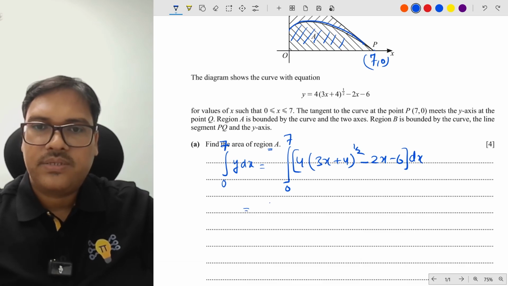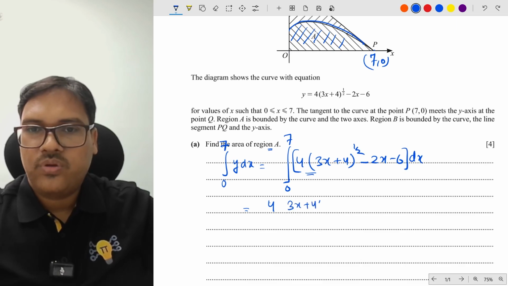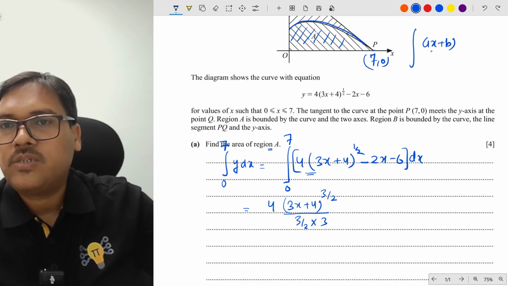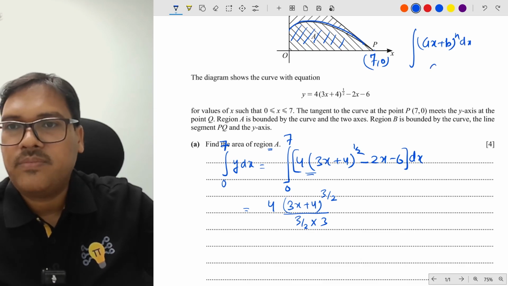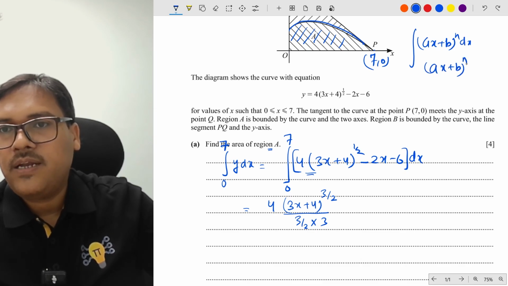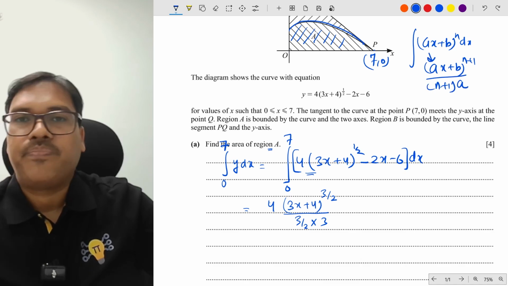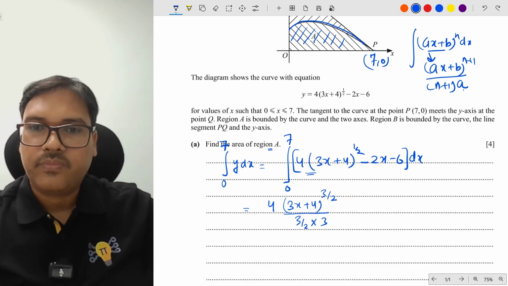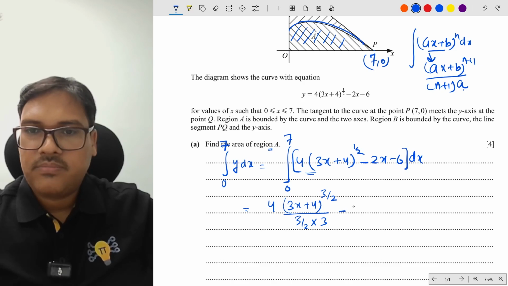So you can see the integration of this is 4 times (3x plus 4) raised to 1 by 2 plus 1, that is 3 by 2, upon 3 by 2 into 3. Now this is a very important point. You remember this: if you are integrating (ax plus b) raised to n, the integration remains the same, (ax plus b) raised to n plus 1 upon n plus 1, but you need to divide by the coefficient of x, which is a. Ax plus b is linear. So this is why this is 3. We have to divide by the coefficient of x. That is, for the next term, minus 2.